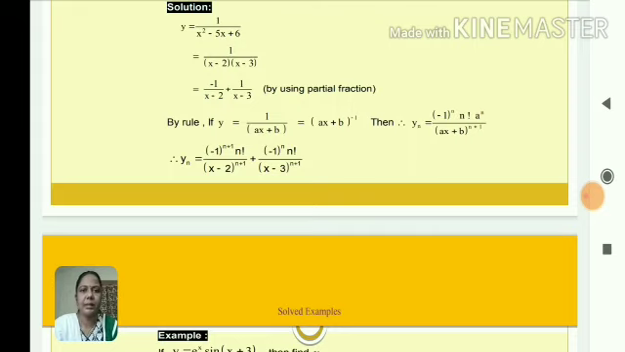Here we have two terms, that is minus 1 upon x minus 2 and 1 upon x minus 3. So for the first term, minus 1 upon x minus 2, we have yn as minus 1 raised to n plus 1, because there is a minus 1 sign already present, into the formula minus 1 raised to n. So the first term is minus 1 raised to n plus 1 into n factorial upon x minus 2 raised to n plus 1, and the second term, directly by using the formula, is minus 1 raised to n factorial upon x minus 3 raised to n plus 1. And here is the solution.